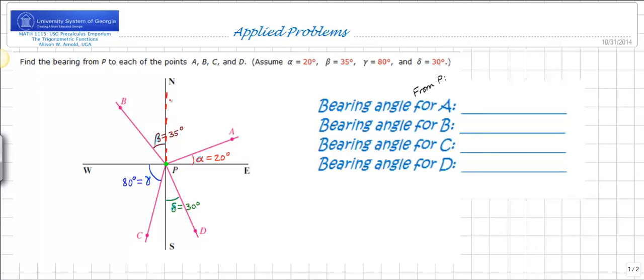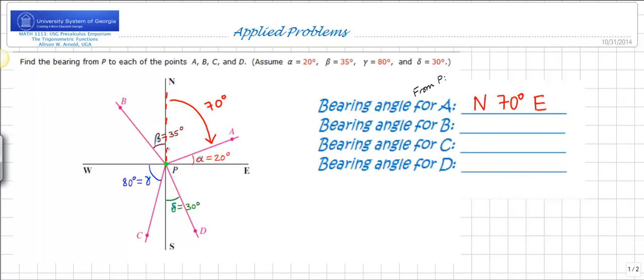And then you ask yourself, how many degrees toward the east do I now need to calculate to reach the line passing through A, from P to A? And that would be 70 degrees, since we know that the complementary angle alpha is 20 degrees. So I would write this as the bearing north 70 degrees to the east as the bearing from P to A.